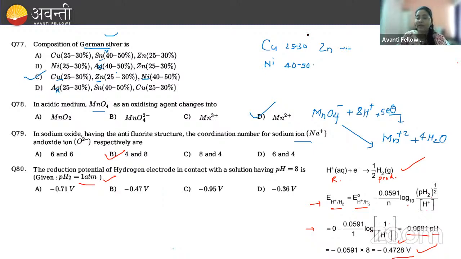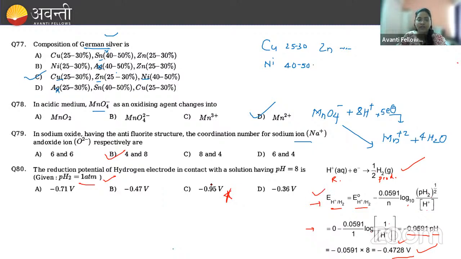This question can be reframed in different ways. They can ask anything. Here you were asked the reduction potential; they can also ask you to find the pH here. So that can be the reframing of the given question. This is a very good question actually. In this way you have to use the Nernst equation and solve this.